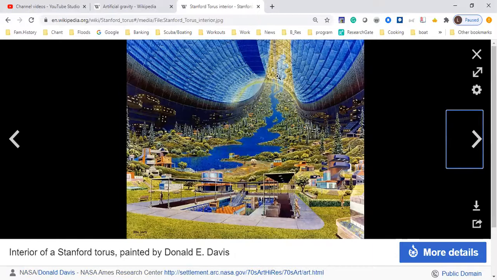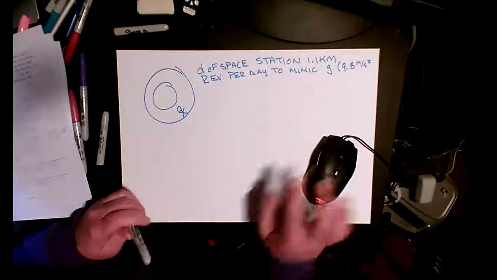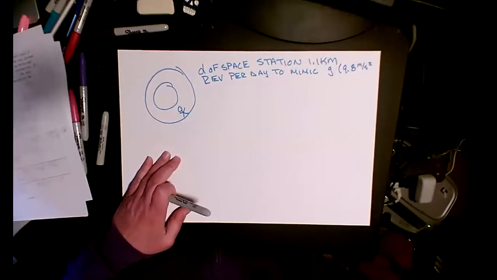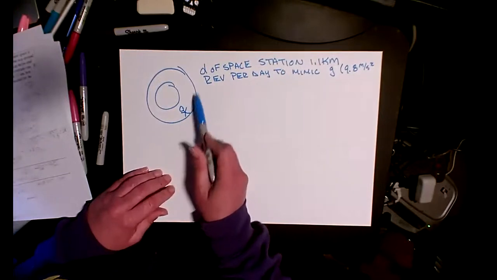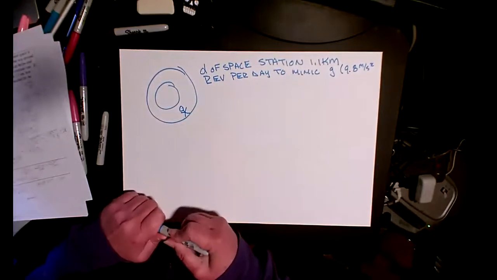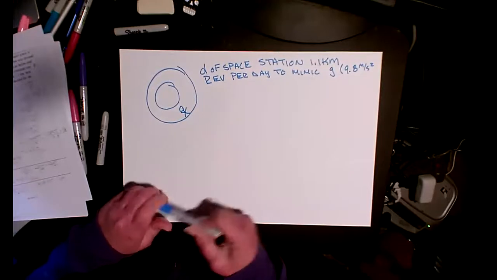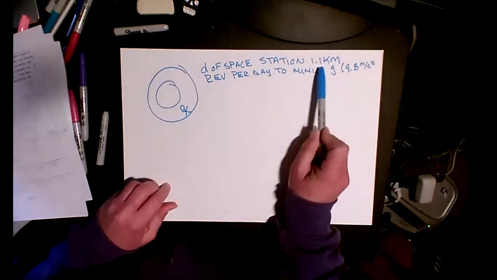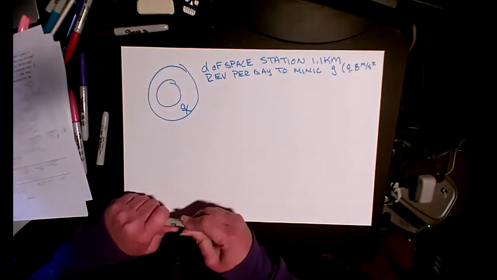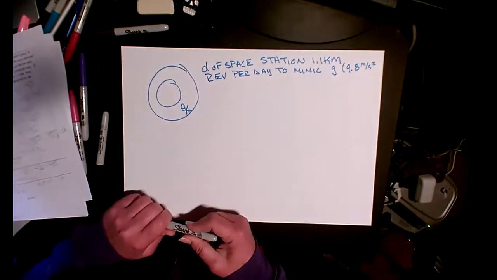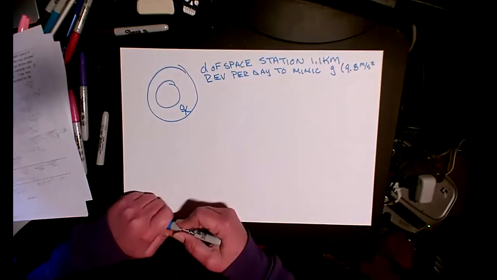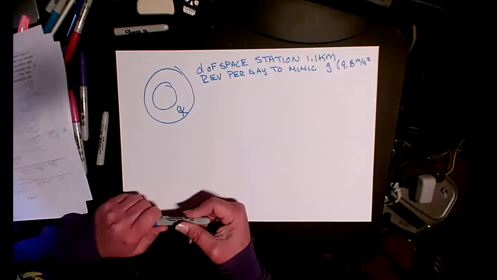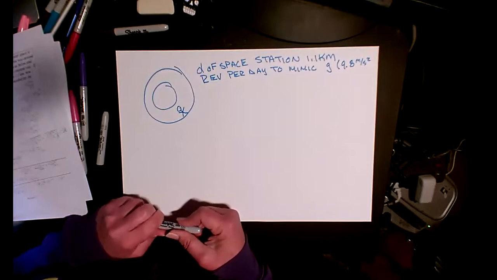So going back then to my beautiful drawing, here is my stick figure. It's a different spot, and my circle's not quite as nice as the one I made on the computer. But we want to know, if this one is 1.1 kilometers, I think NASA's was 1.8 or something like that, how fast will it have to rotate? How many revolutions per day will it need to achieve in order to get there?